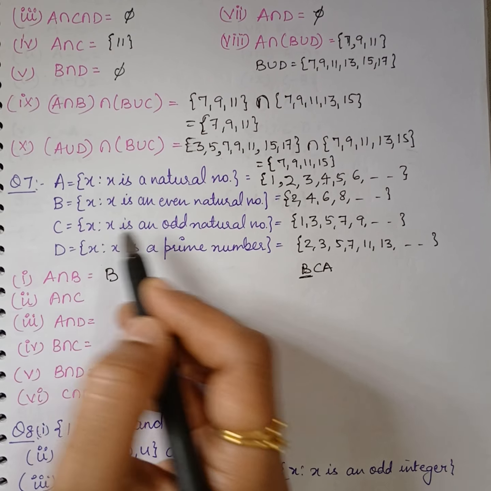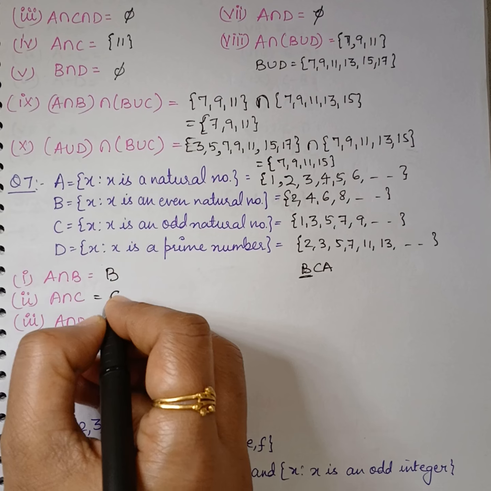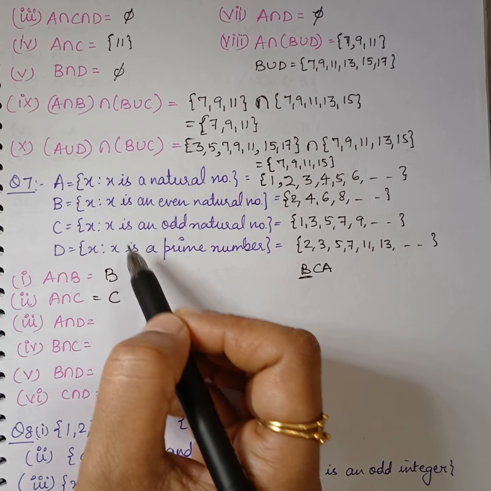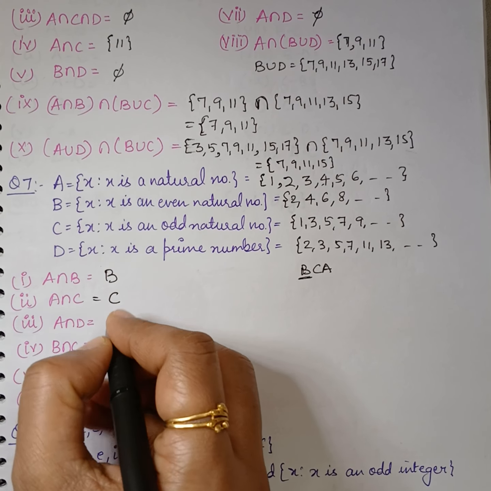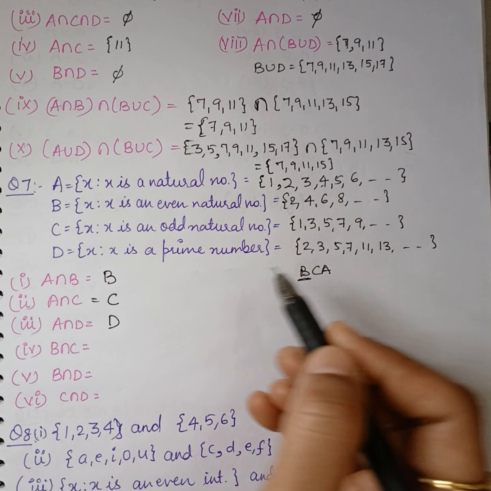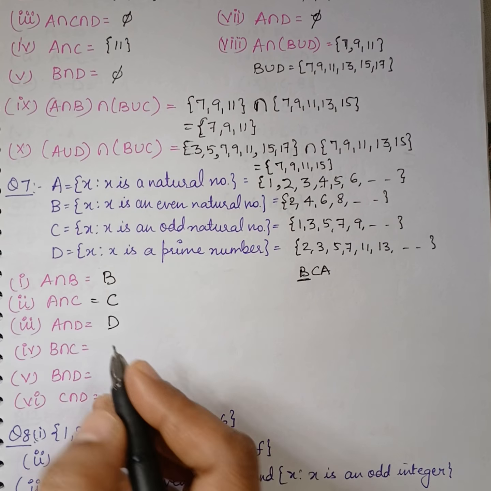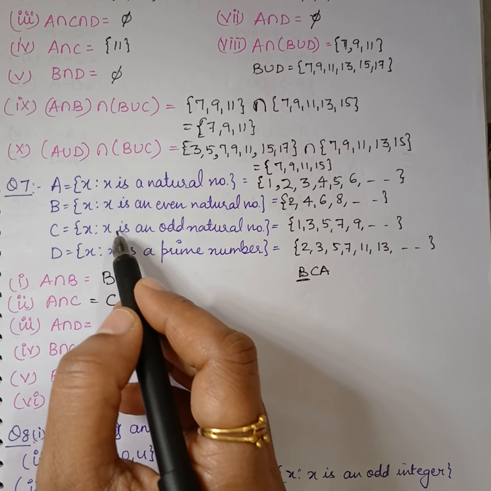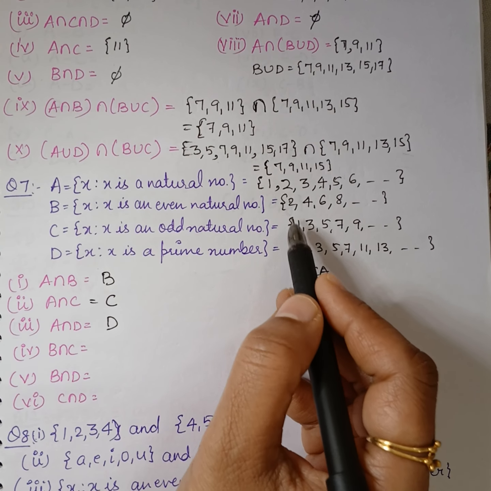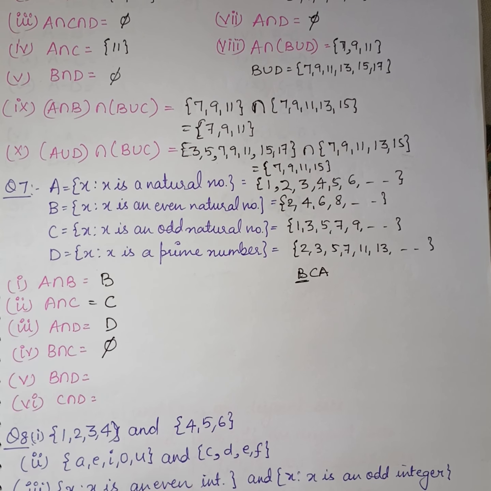Then A intersection C, again the same thing, 1, 3, 5, 7, 9 will be common. So this will be C. Then A intersection D, again all prime numbers. So D will be common because in A we have all the numbers and in D we have only prime numbers. So common will be all these prime numbers. Now B intersection C, there is nothing common in B intersection C because B is even numbers, C is odd numbers. So this will be empty.